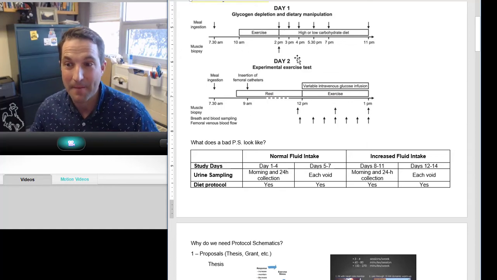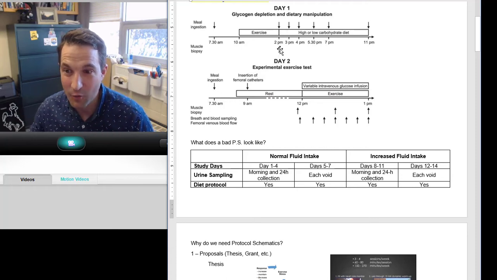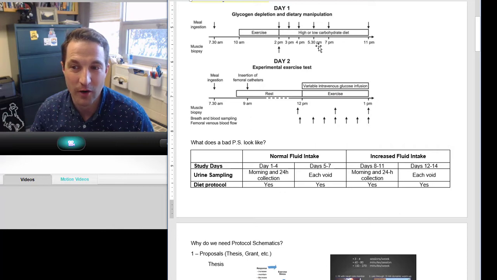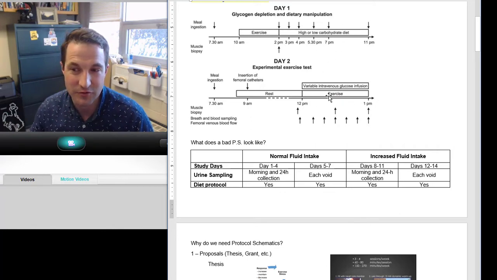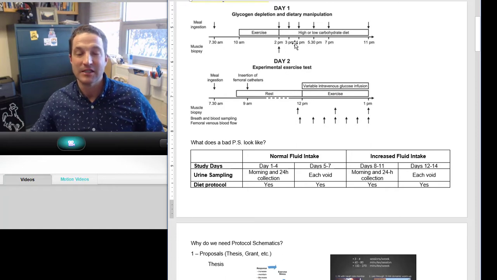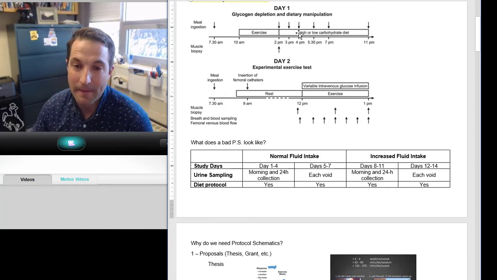We have some measurements that are happening, when those measurements are happening, and then also a little bit of evidence of what type of experiment this was. Because we have that right here. We see high or low carbohydrate diet, and then we have variable intravenous glucose infusion. That's going to tell us that this is probably a matched or crossover type study.